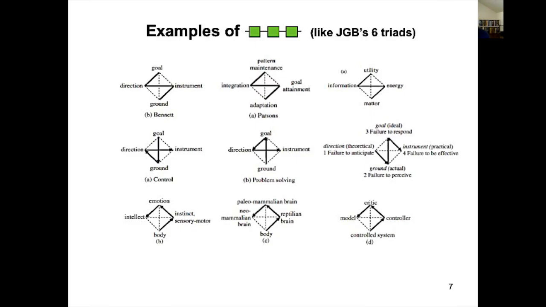Now, here are two very different sequences of dyadic relations. Control. If you're trying to control some process, you have a goal in mind. From the goal, you look at the actual process, which differs from the goal. You then consult the direction or the theory component, which tells you what to do, and you give instructions to the instrument that hopefully brings the ground closer to the goal. So this is a different sequence of goal, ground, direction, instrument.